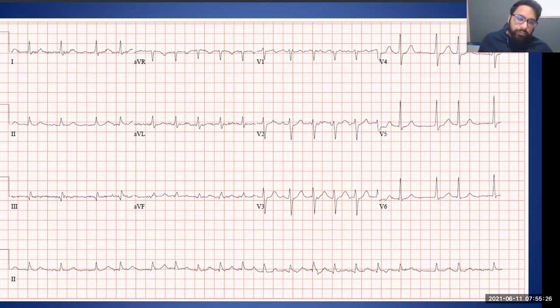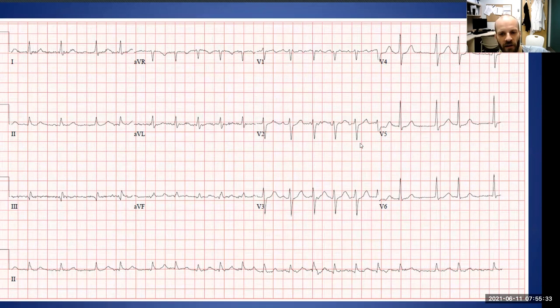Is this polymorphic ventricular tachycardia? Good guess, but no. So first of all, if it's polymorphic, the QRS complexes would need to all look different, but the QRS complexes here all look the same. Secondly, the QRS complexes are narrow, whereas with ventricular tachycardia, our QRS complexes are broad. So no, this isn't polymorphic VT, but good guess.